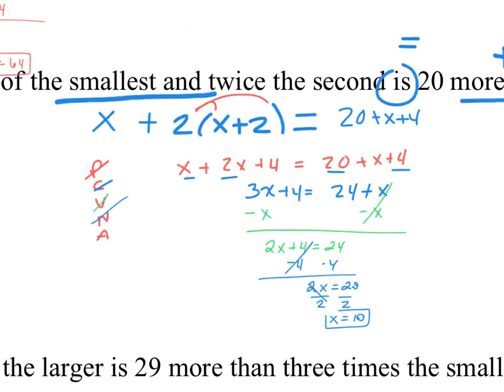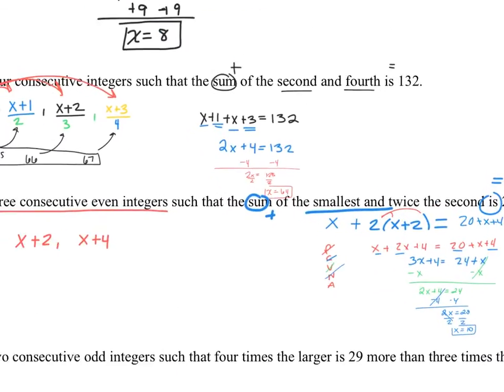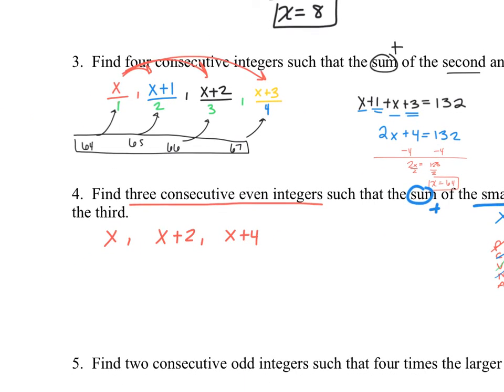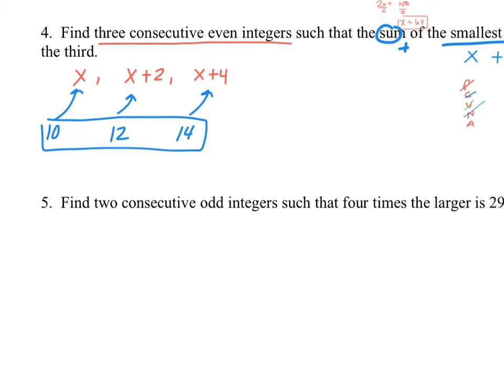But here's the issue. It wants you to find all 3 integers, so it doesn't want you to just find x, it wants you to find x plus 2 and x plus 4. So what I do is I go back, I put my 10. I now say, what's 10 plus 2? It's 12. And then I say, what's 10 plus 4? It's 14. That's your final answer. Those are my 3 consecutive even integers.